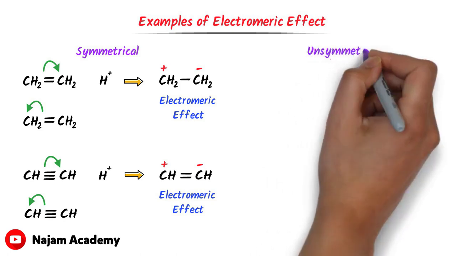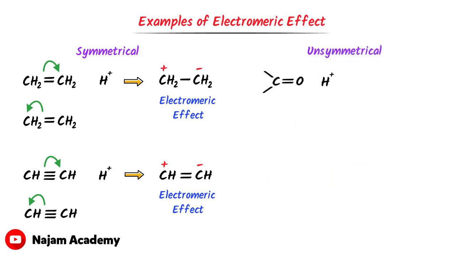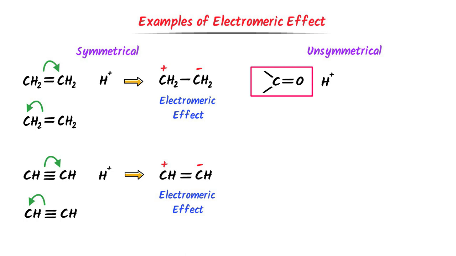Now consider these unsymmetrical organic compounds. We can see that there is a double bond which contains pi electrons. Here in this compound, oxygen is present. We know that oxygen is a highly electronegative atom. It will strongly pull the shared pair of electrons.